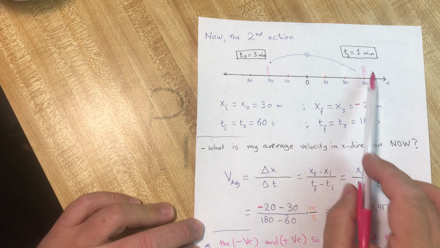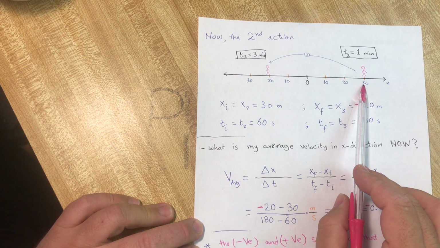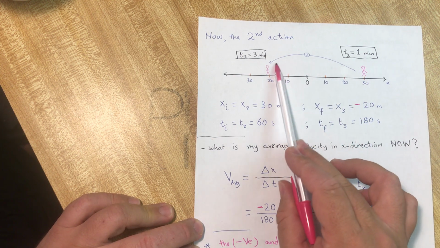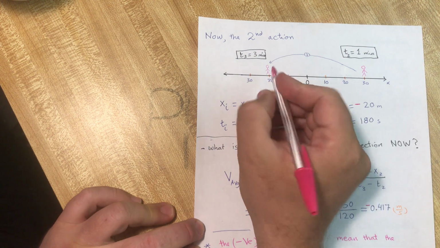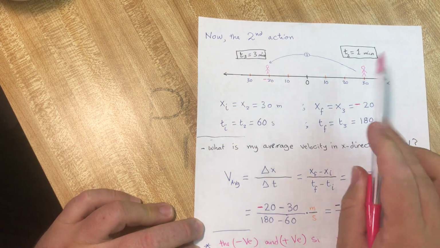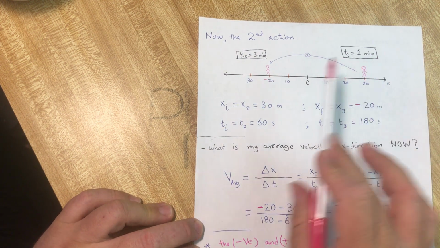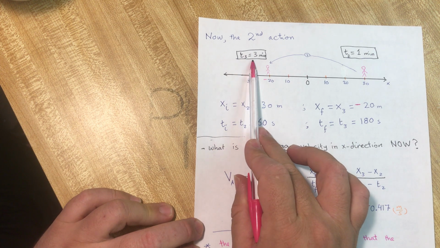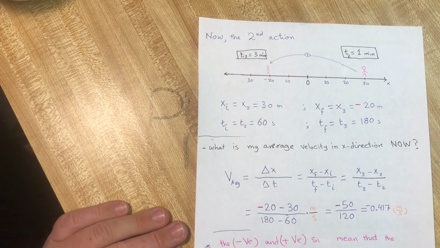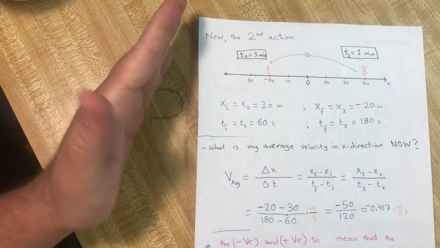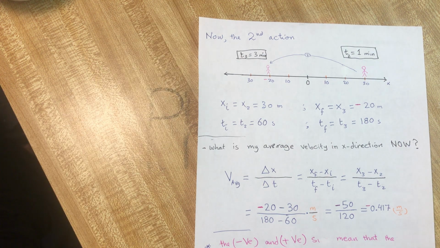Now let us look at the second action. I was at 30 meters, then I go to minus 20. My first time is 1 minute, then my final time is 3 minutes. Okay, I understand my second part of my problem. I need to know the variables and the parameters, the numerical values of them.